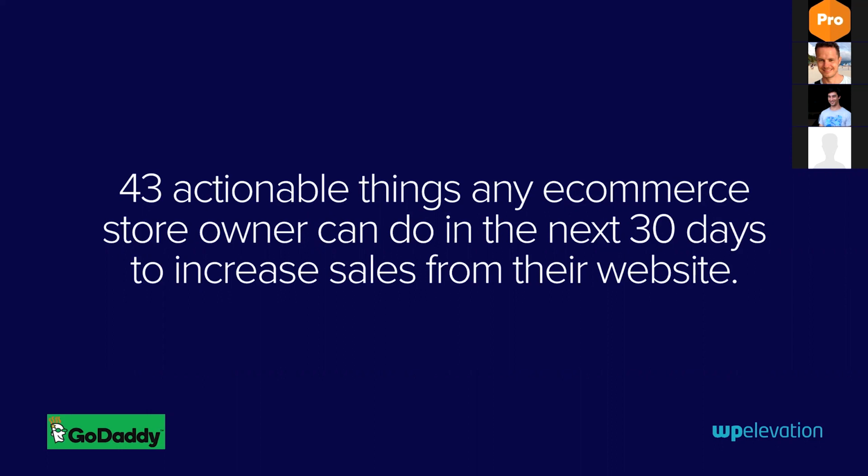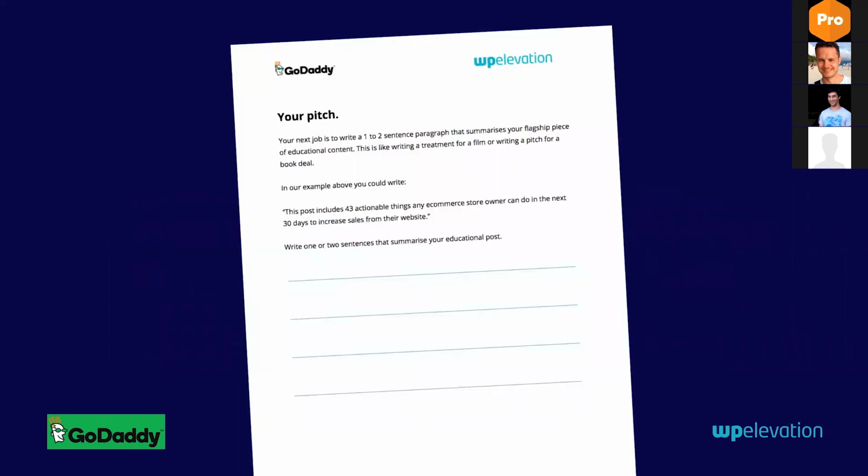Once you've bullet pointed your ideas, your job then is to write your pitch. You just write a 1 to 2 sentence paragraph that summarizes your flagship piece. And by now it should be really easy because your post includes however many bullet points you've got, right, that help any ideal client that we've identified achieve the benefit that we've identified our sweet spot provides. So this pitch, if you've done the work up until here, is going to write itself, right? 17 simple things any marketing manager at a large nonprofit can do to increase their donor database, because that's my sweet spot and that's what I do.